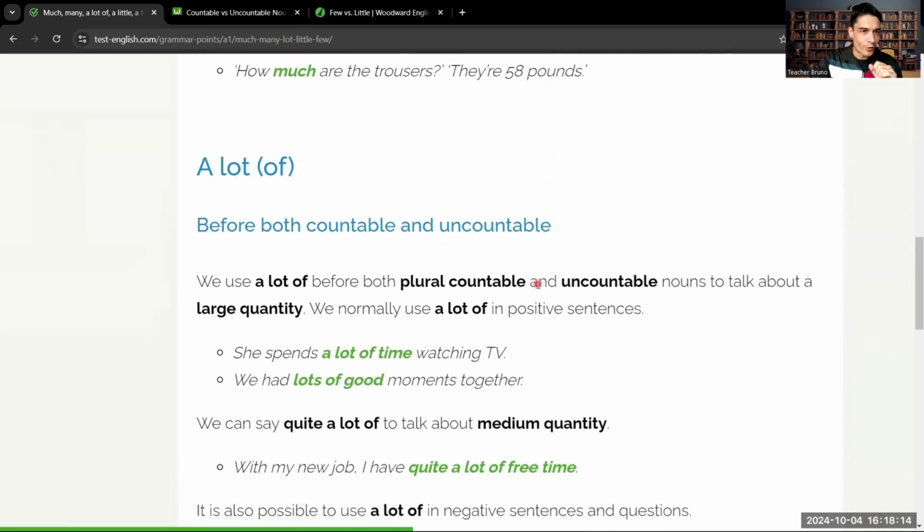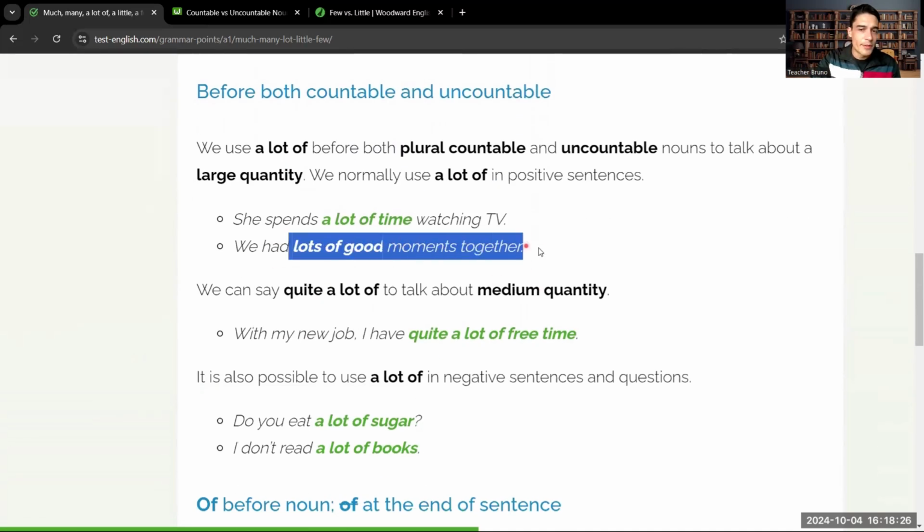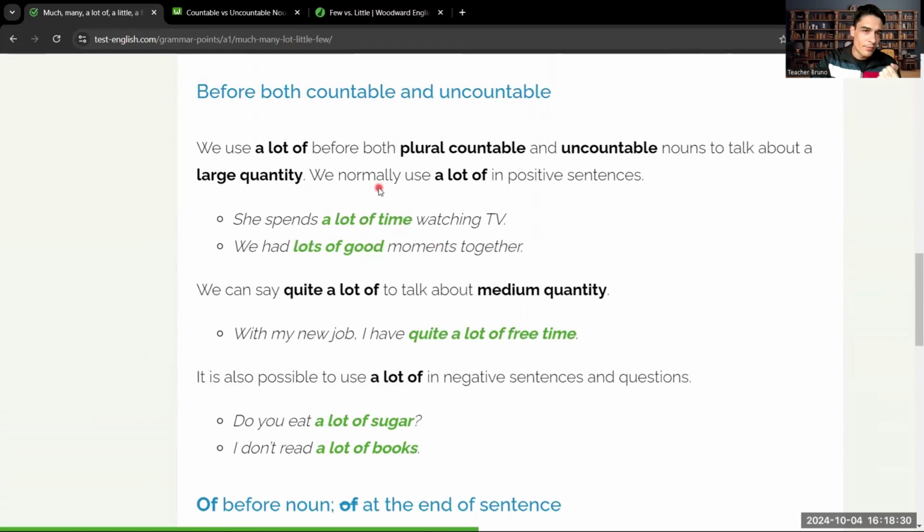A lot of, on the other hand, used for both countable and uncountable. She spends a lot of time watching TV. We had lots of good moments together, uncountable. But we can use for both, no problem. A lot of time, lots of good moments.